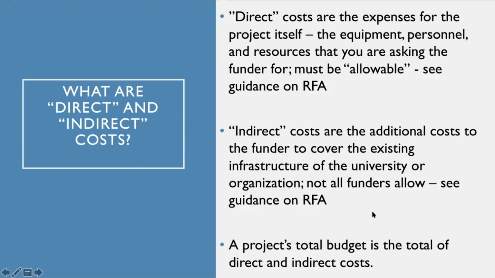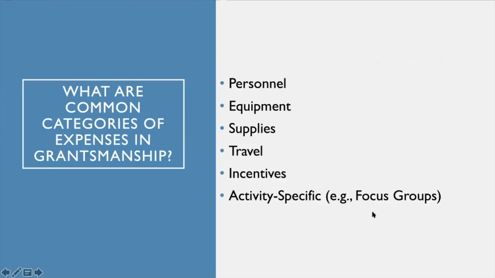So usually your total costs are direct plus indirect, but there are times when the indirect costs are assumed to be covered under the total.